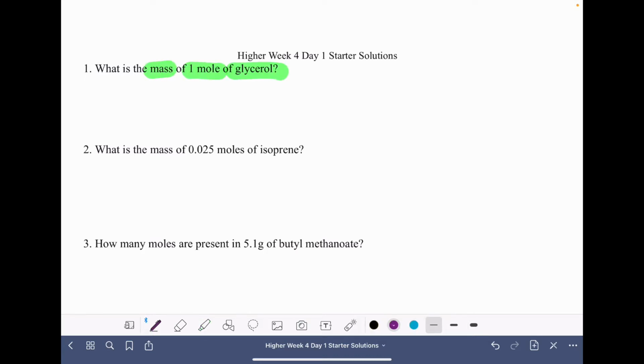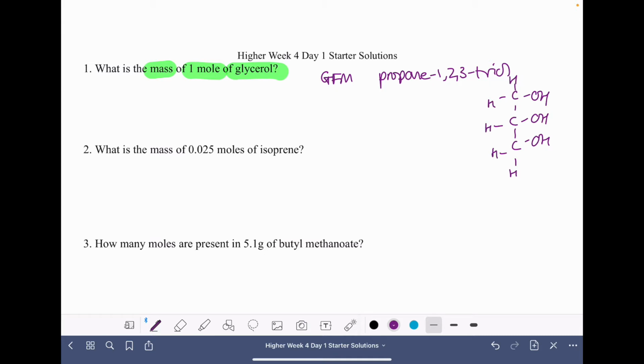First question is asking us the mass of 1 mole of glycerol. So we just basically need to work out the gram formula mass of glycerol, which is also known as propane-1,2,3-triol. So remember it's got that carbon backbone, 3 hydroxyl groups, and 5 hydrogens.